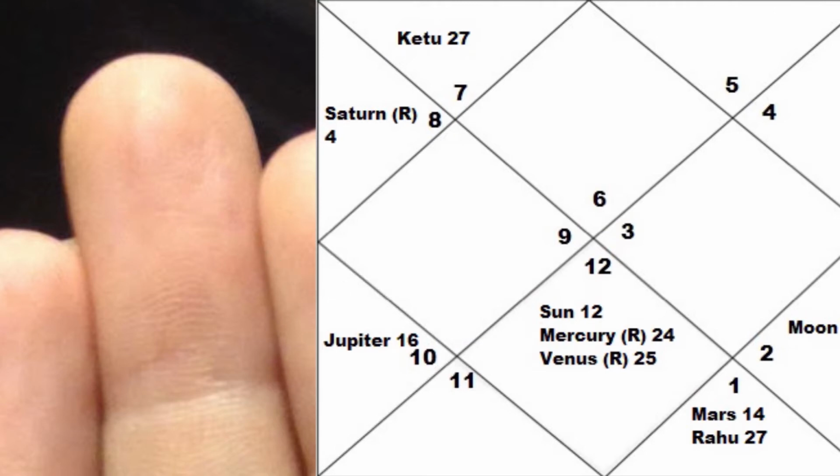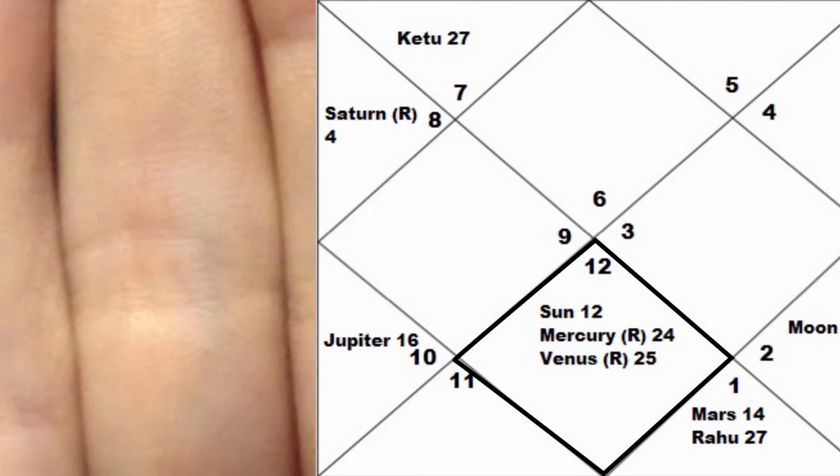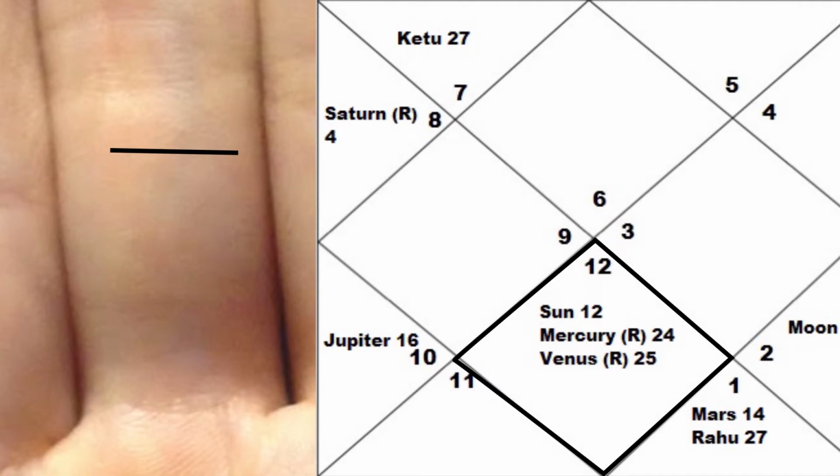And then moving into the 7th house of Pisces, which is where that 12 is. This one's interesting because we've got 3 planets here: at 12 degrees, which is the Sun, and at 24 degrees and 25 degrees, which are Mercury and Venus. So looking at this person's hand, sure enough, we see a horizontal line at 12 degrees where the Sun should be.